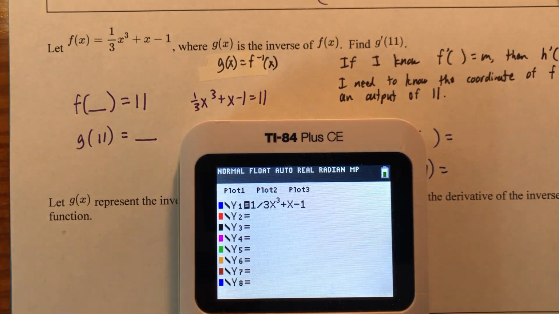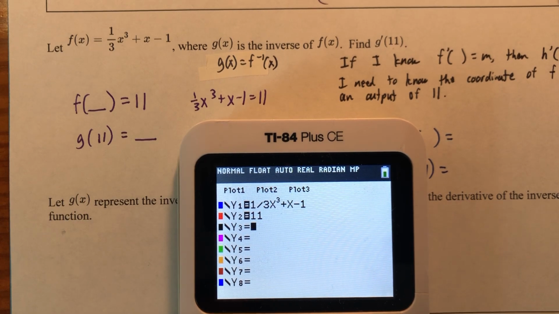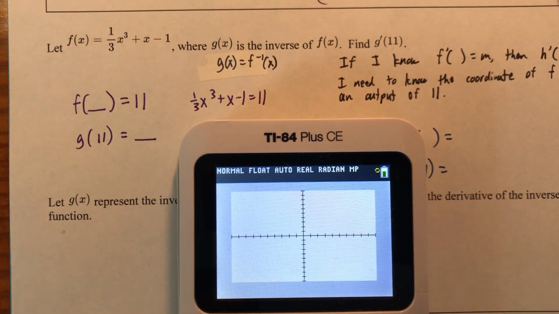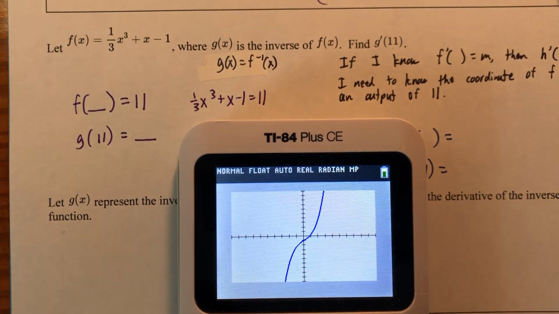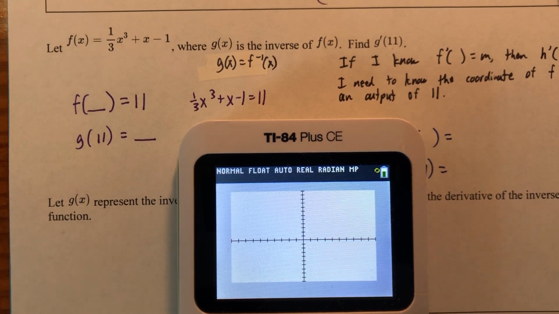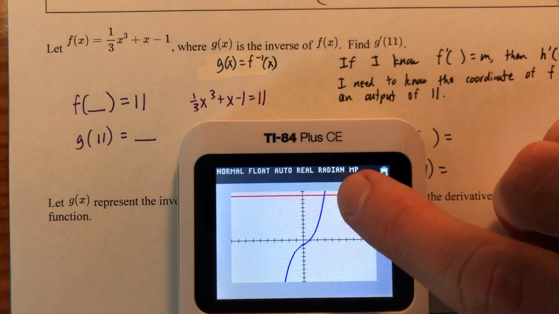Here's the function, and here's an 11, and I want to see where they meet. So zoom 6, that's a good place to start. Here is the f function. We're not even talking about an inverse right now. And 11 is not on there, so it's not a good place to start. 11 is way up high, so let's go up to 12. There's our function, and here is 11. Boom. I need to know the x value right there.